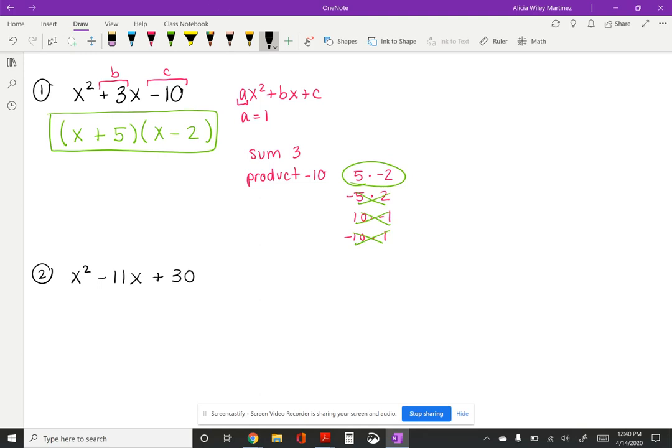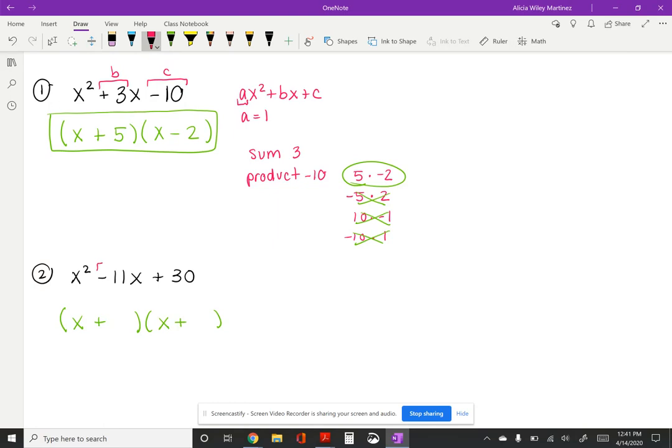Again, these are things that you're thinking in your head. I have a trinomial in the form of ax squared plus bx plus c, where the value of a is 1. If that is the case, it will factor into two binomials of the form x plus some number times x plus some other number, right? And we'll fill in those numbers after we've thought about this a little bit.